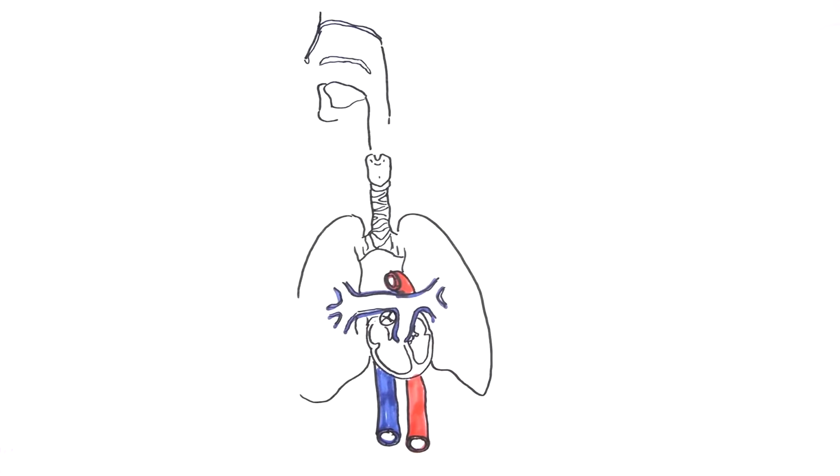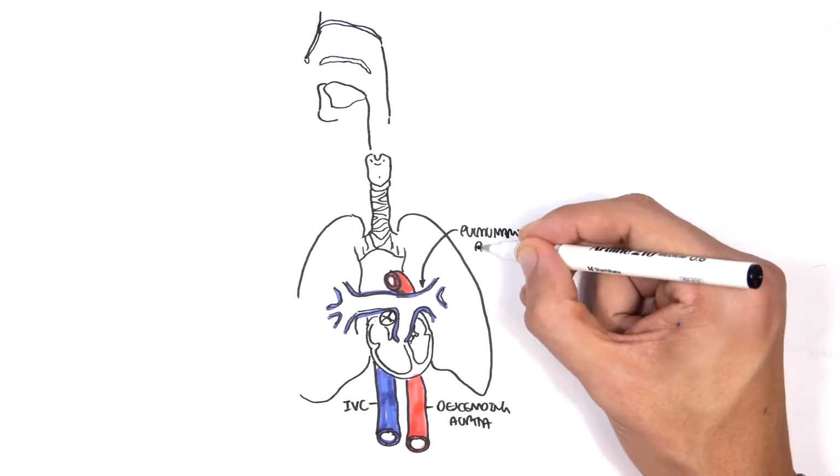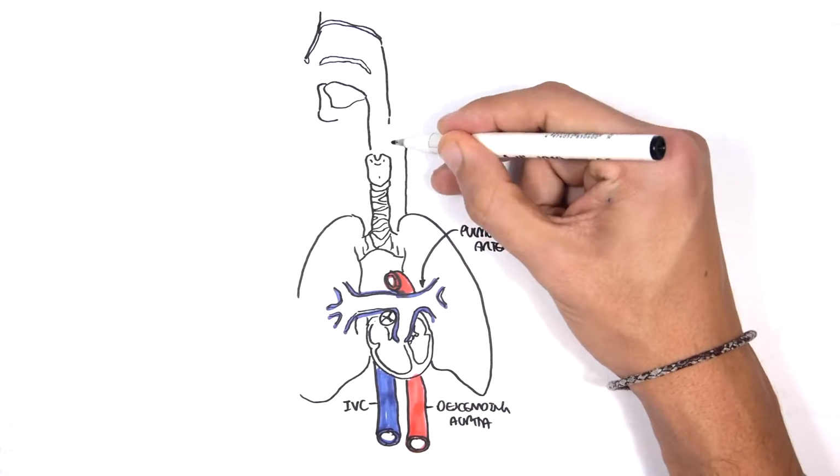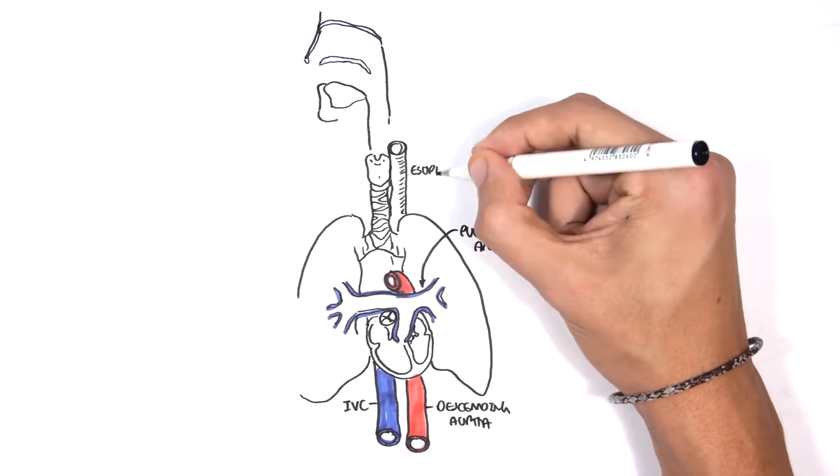So here we have the human respiratory tract, the lungs. And here is the inferior vena cava, descending aorta, the pulmonary arteries, and the trachea. And behind the trachea is the esophagus.